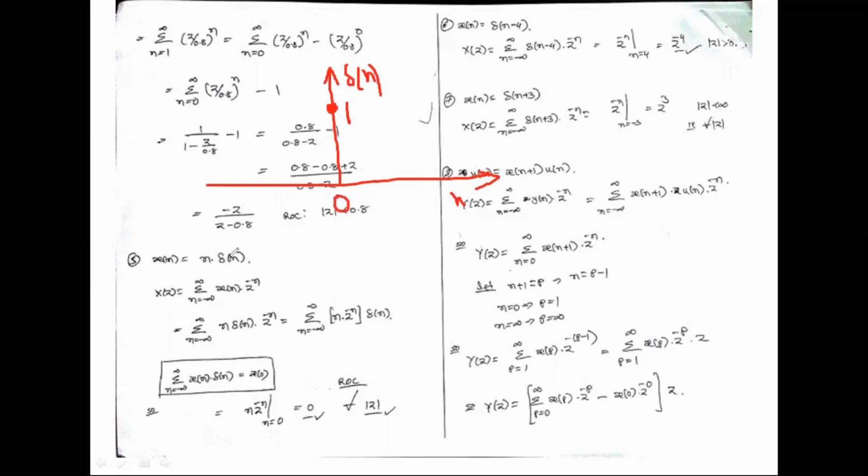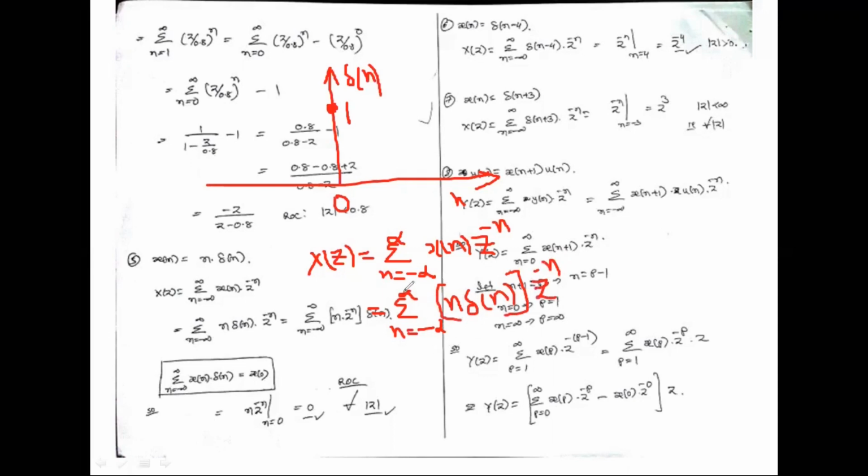Okay. The given function is n into delta of n. So you substitute in the Z transform definition, x of z is equal to sum of n equals minus infinity to infinity, x of n z power minus n. What is x of n here? X of n is n into delta of n, z power minus n. In this range, we have only one value for the delta. So it becomes n into delta of n, z power minus n at n equal to 0.